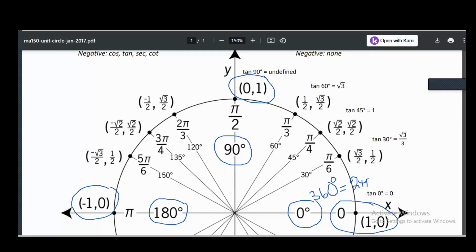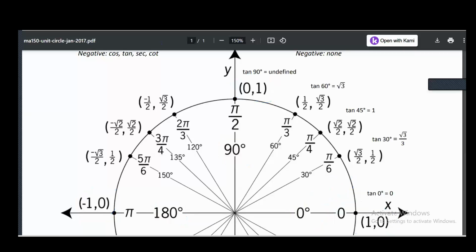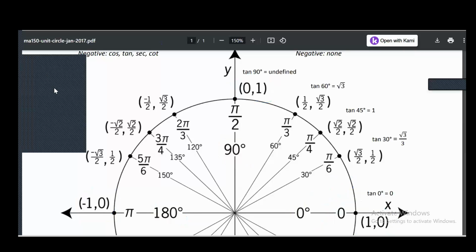So, let me see if I can change. I'm going to clear all of this. And I'm going to change the thickness of this. Oh, I can change it to highlighter here. Okay.